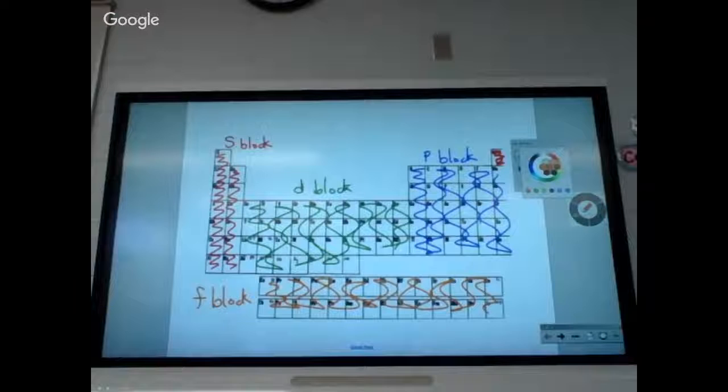Oh. So the very top one is part of the S block. Yep.